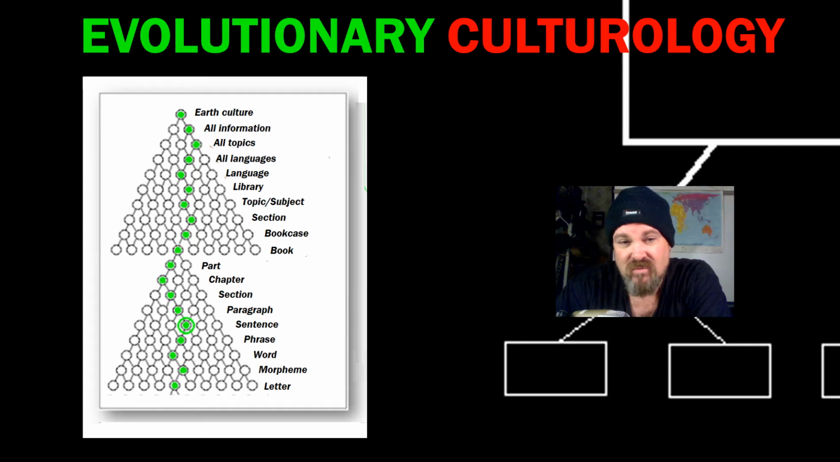And then moving upwards, bookcases, sections in a library, maybe topic areas, maybe a whole library. You could consider that a hold-on parton, a part and a whole at the same time. And zooming upwards there on the different scales, languages, topics, all information, and earth culture considered as one unit right at the top.